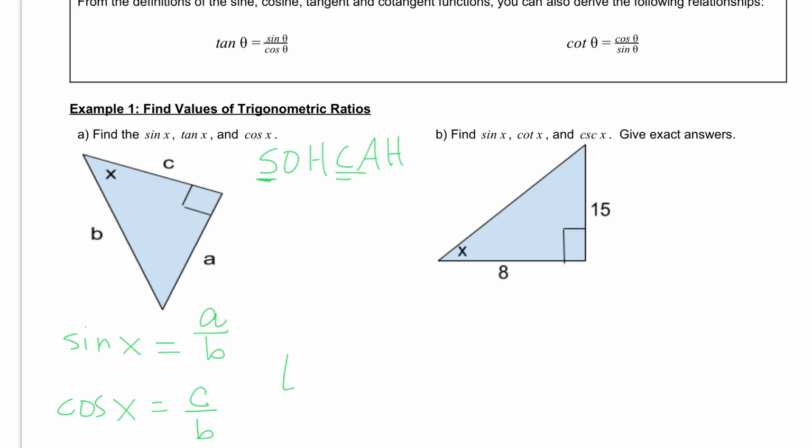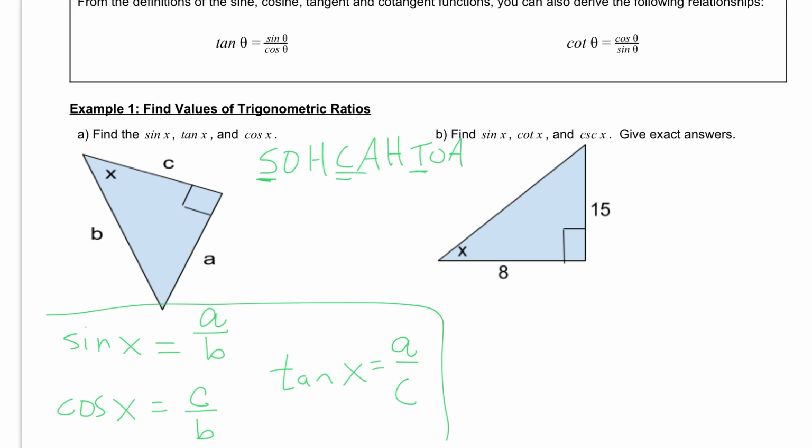And then finally, we want to find the tangent of x. So let's finish this. We have SOH-CAH and then TOA, where T stands for tangent. And we want the opposite over the adjacent. So if this is our angle here, x, the opposite is going to be A, and the adjacent is going to be C. So we get A over C.